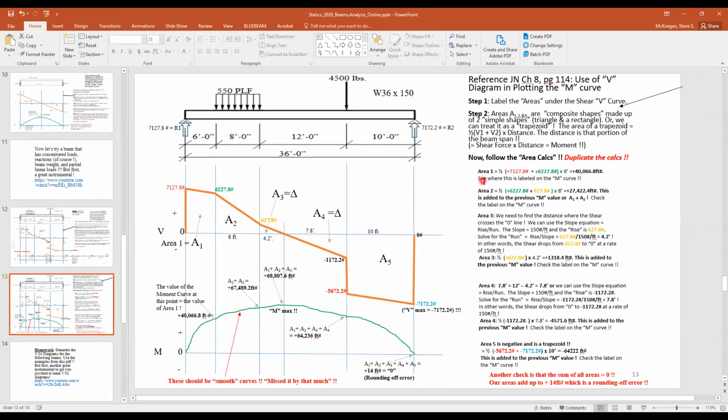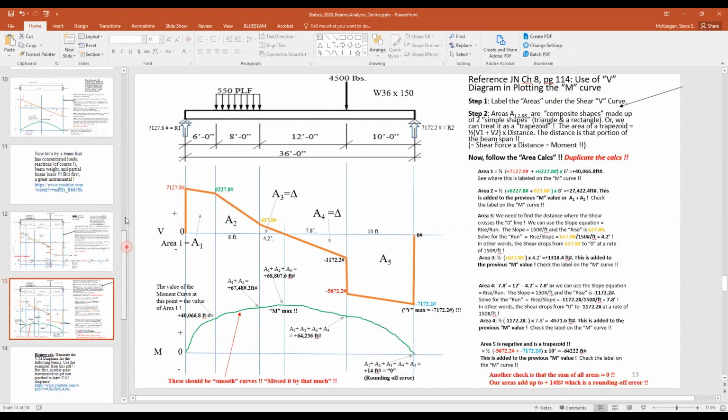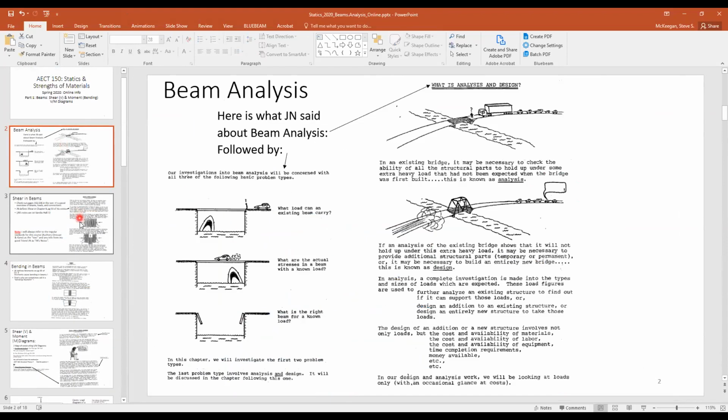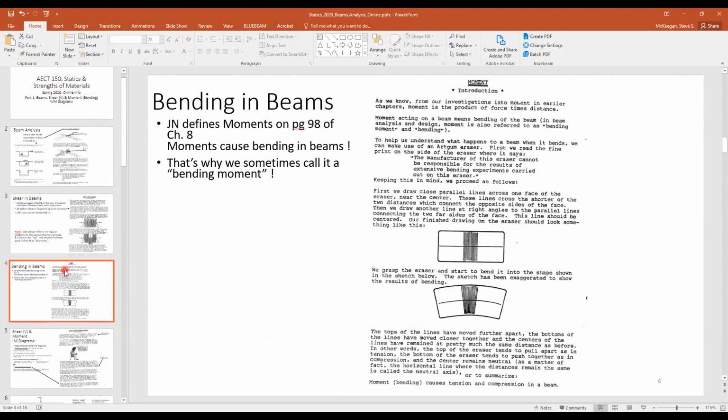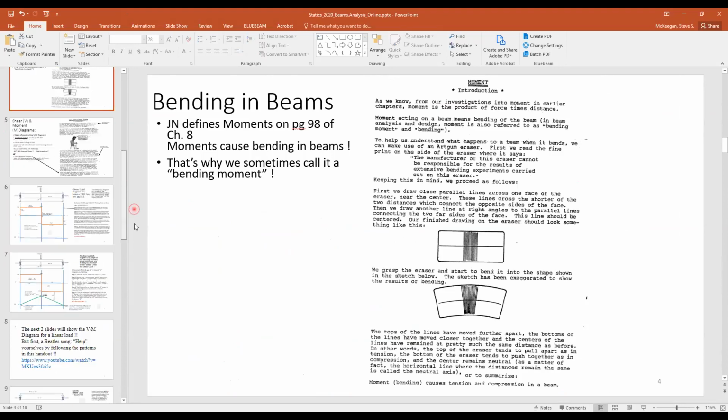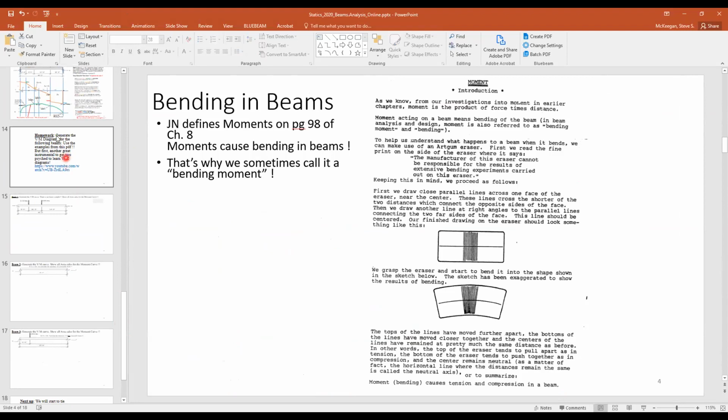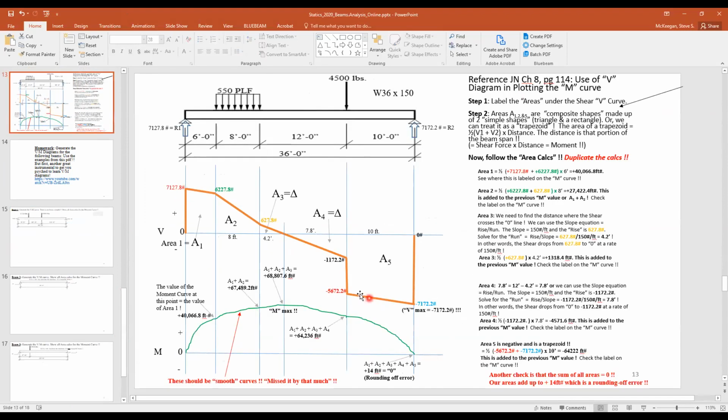So let's go over to here. I would say keep looking at JN's stuff. He gives a great description as to why we do stuff. What's shear, what's bending, what's moment, right? Moment is bending.